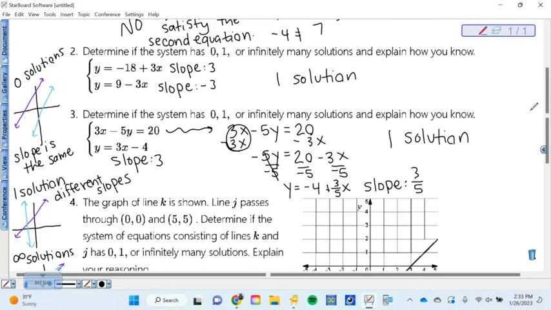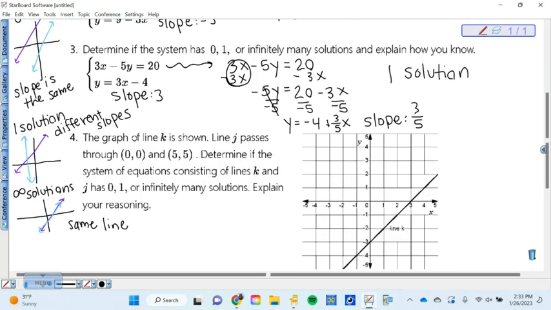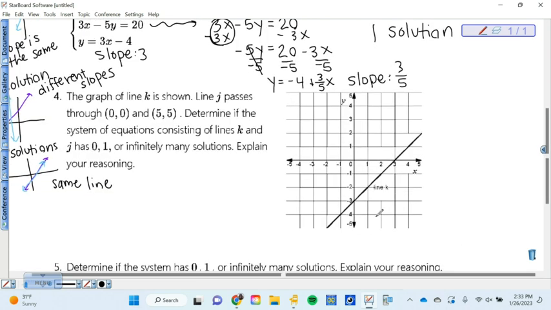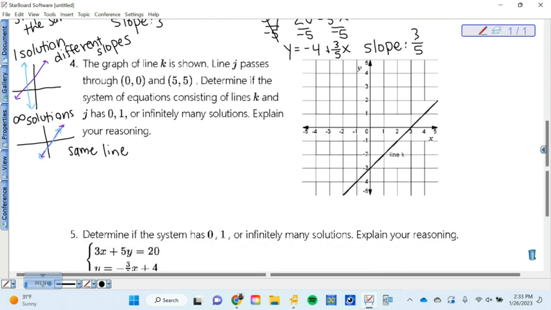Number 4 is a little bit different because they don't just give us equations this time. They're giving us a graph for one line and then 2 points for the other line. But it's still asking the same thing, 0, 1, or infinite solutions. So they show me line K. What's the slope of line K? Yeah, 1, right? I go up 1, over 1. So the slope there is 1 over 1, or just 1, right?